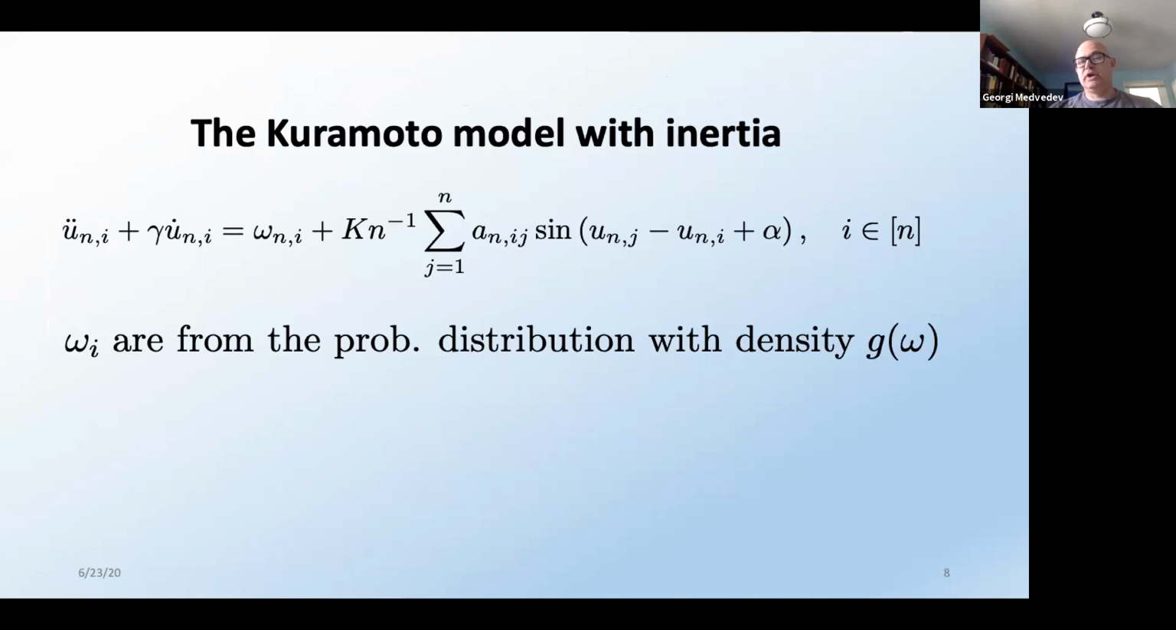Now we are using the same setting. We are interested in the second order Kuramoto model, where the omegas, which in this model correspond to torques, but I will keep referring to them as intrinsic frequencies to maintain this analogy with the original model. And we are going to assume that these omegas are taken from the probability distribution with density G.